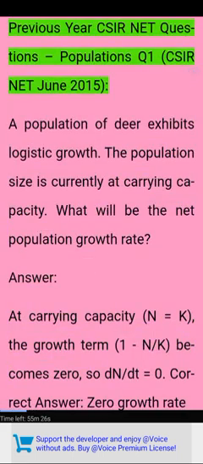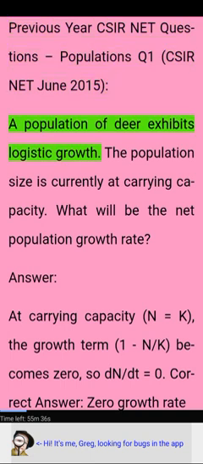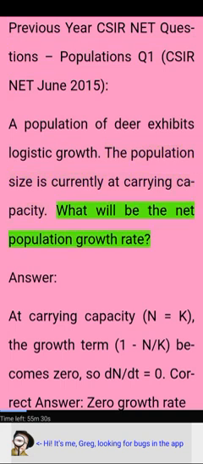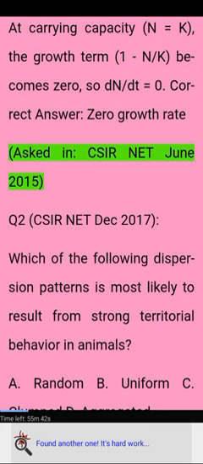Previous year CSIR NET questions. Populations. Q1, CSIR NET June 2015. A population of deer exhibits logistic growth. The population size is currently at carrying capacity. What will be the net population growth rate? Answer: at carrying capacity, N equals K, the growth term (1 - N/K) becomes 0, so dN/dt equals 0. Correct answer: 0 growth rate. Asked in CSIR NET June 2015.